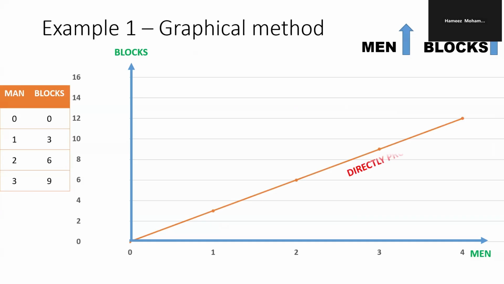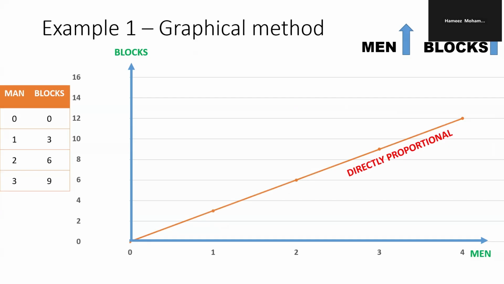So, recognizing this, a little graph from our information that we had 0 men, 0 blocks. With 1 man, we needed 3 blocks. With 2 men, for it to be balanced, 6 blocks. With 3 men, you needed 9 blocks. And therefore, with 4 men, it should take twice the amount as 2 men. So it should be 12 blocks. So we see this is a straight line graph.